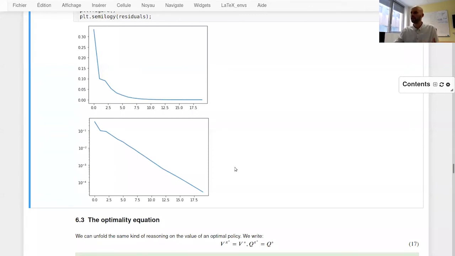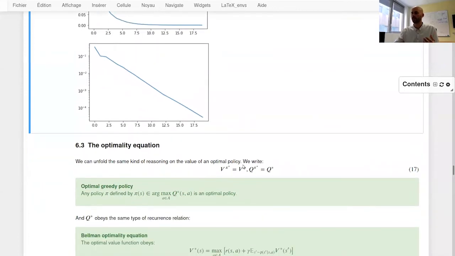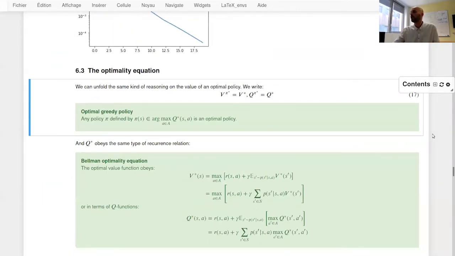Okay, so we actually dove into the math pretty strongly here, but on very intuitive concepts. We can actually unfold the same kind of reasoning on the value of an optimal policy. We will write that V of any optimal policy pi star is V star, and Q of any optimal policy pi star is Q star. And we can just unfold the same reasonings that we had in the introductory example. We can say that a policy pi, which is defined as having an action in s which maximizes Q star of s, a, such a policy is an optimal policy.